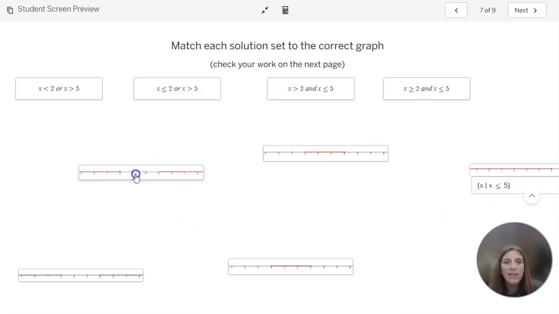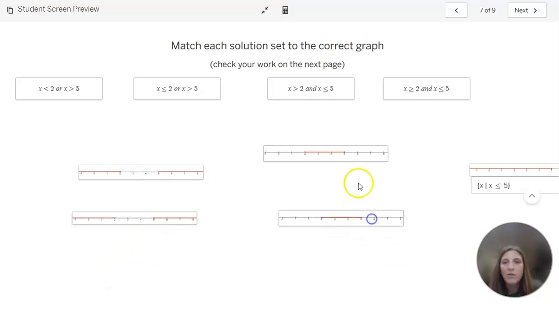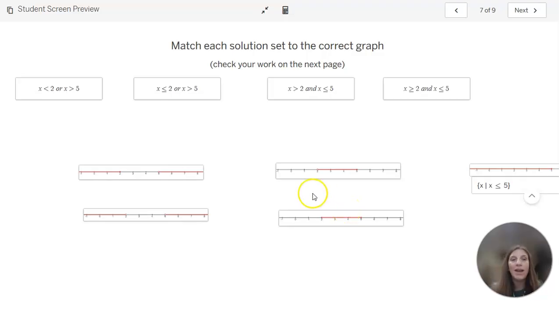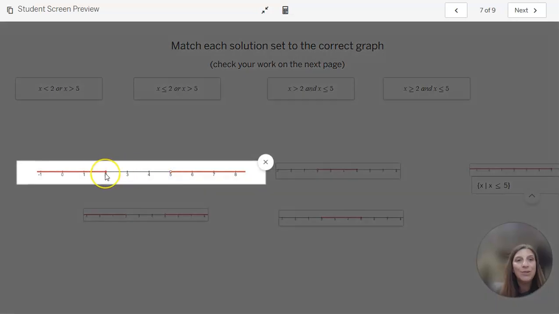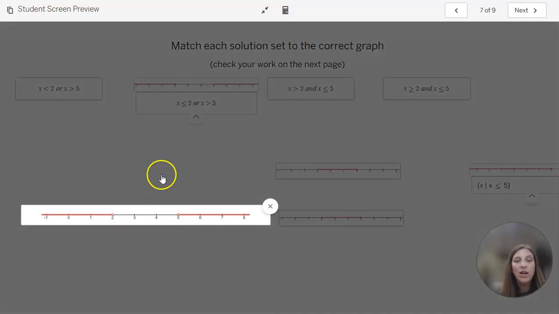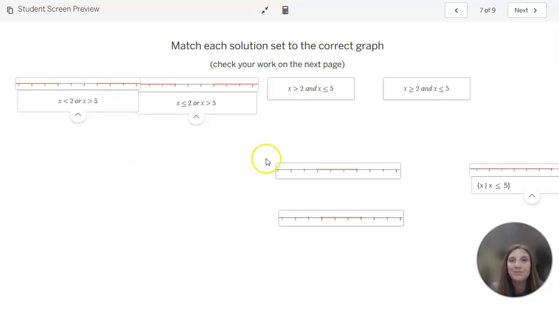Now if you look at these graphs, I know they're tiny, but I hope you notice that 2 of them are shaded in just one spot, and 2 of them are shaded in 2 spots. That's the difference between the word and and or. Remember, and is where they both have to be true, and or is where it can be one or the other. So I know that these are or problems. This one says x is less than 2. That needs to be an open circle on 2 and an open circle on 5. That's a closed circle on 2, so that's going to go with this one. This has an open circle on 2 and 5, so that's going to go there.